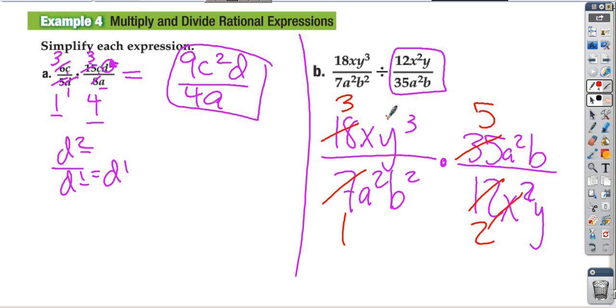The x's here will cancel. Y cancels here, and 1 out of these 3 y's cancels. That leaves us with 2 y's. A squared cancels, b cancels, and one of those 2 b's cancels.